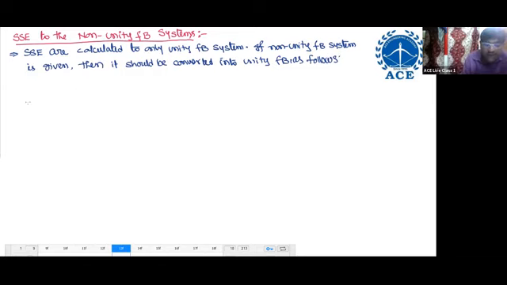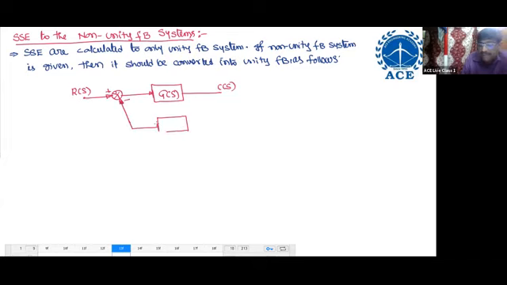So for example, I'll draw the diagram. R of S, plus, G of S, C of S, H of S. So this is the non-unity feedback system. Unity or non-unity? It is a non-unity feedback system.